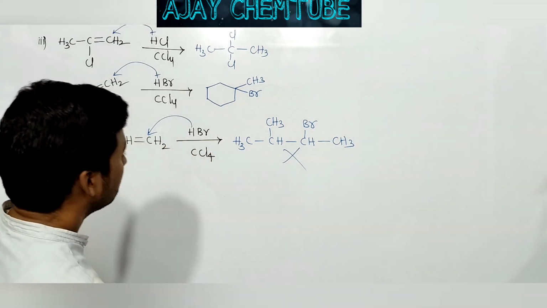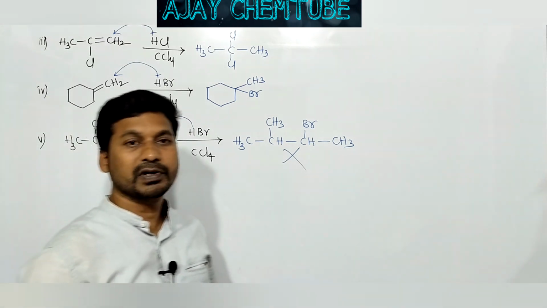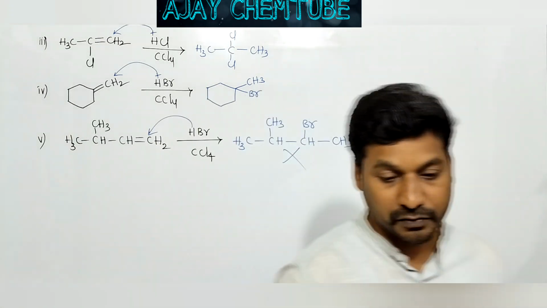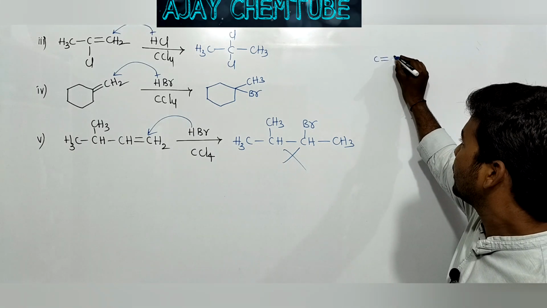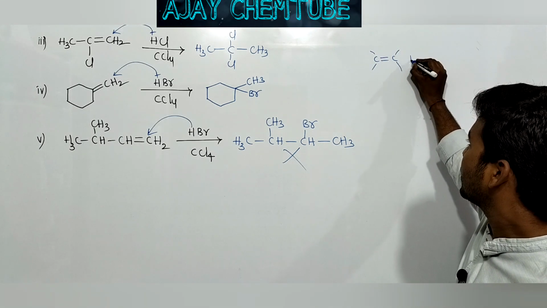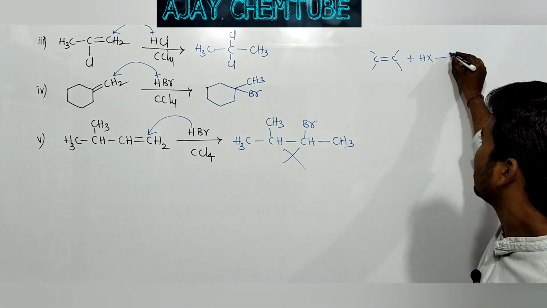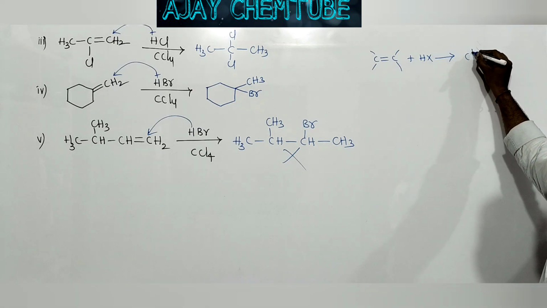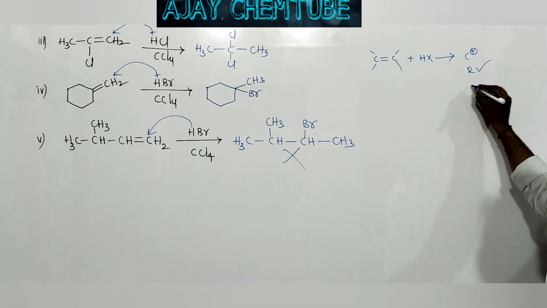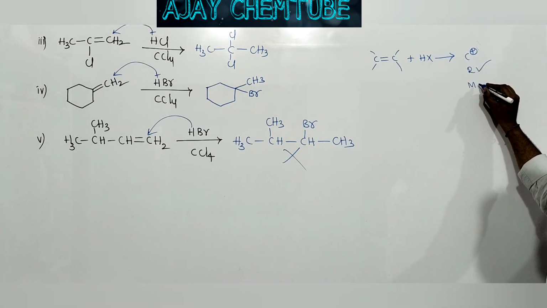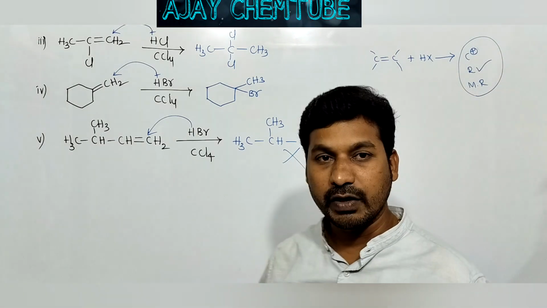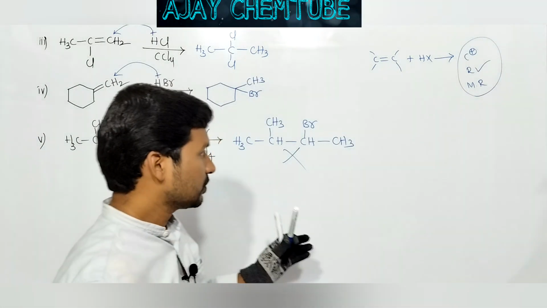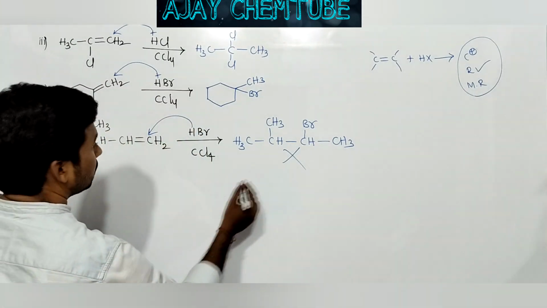Why is it wrong? Carbocation rearrangement is possible. In addition of HX to an alkene, HX, HBr, HCl, the intermediate is a carbocation, rearrangement is possible, and the reaction takes place according to Markovnikov's rule. Okay, I will give all reactions in a tabular form. So first see this. Why is this wrong?